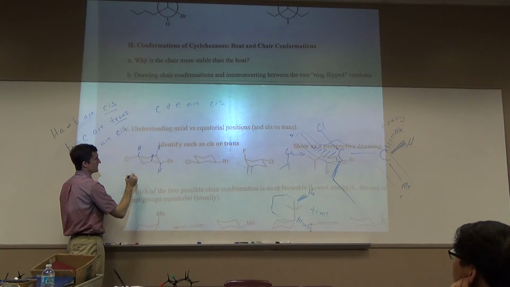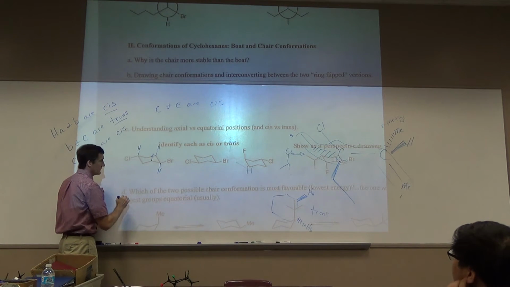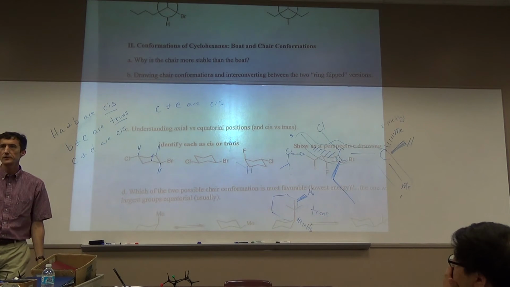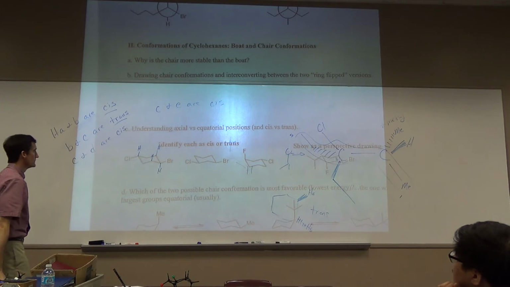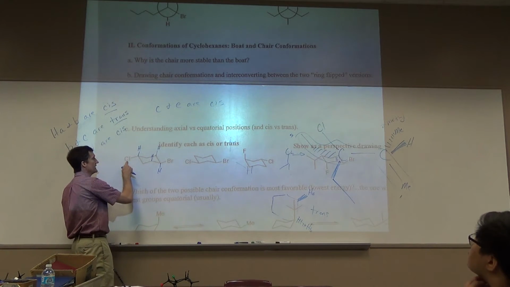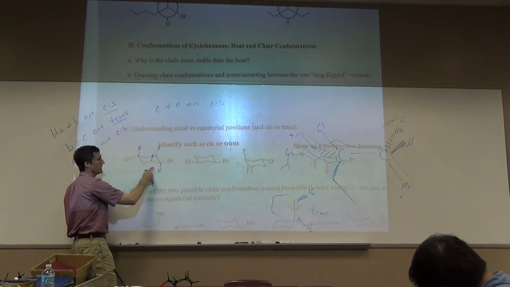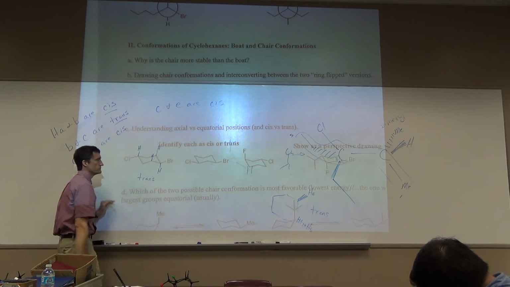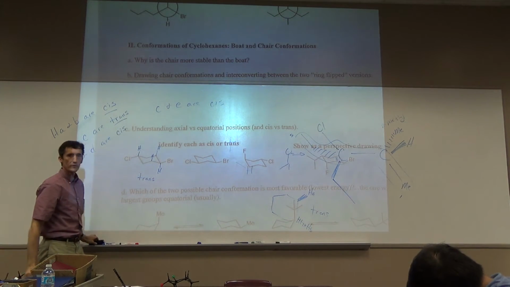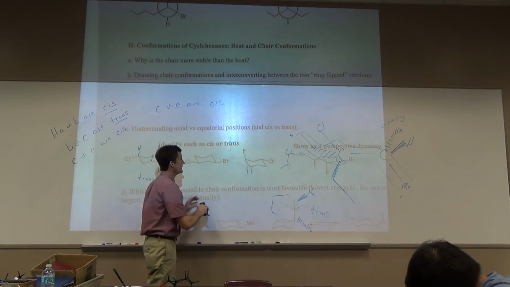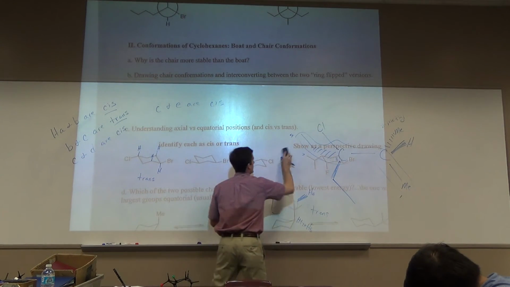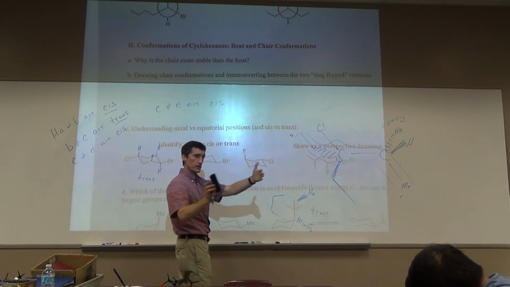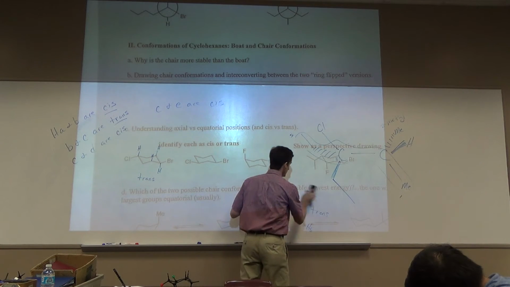Okay. So that's H. Chlorine and bromine. Are they cis or trans? Trans. Well, it's down compared to the H. The bromine is up compared to the H. They're trans. Do the other three. You guys on the right do the second one. You guys on the left do the third one.